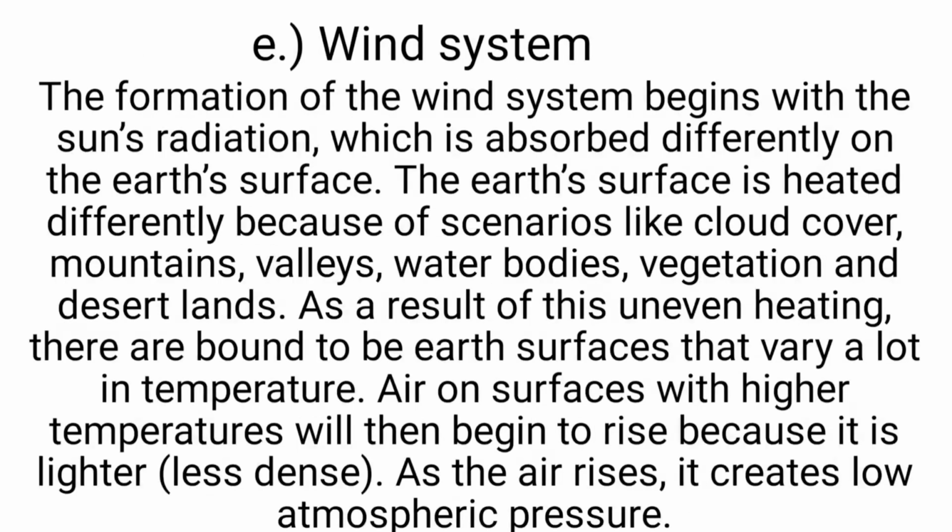E. Wind system. The formation of the wind system begins with the sun's rays radiation, which is absorbed differently on the earth's surface. The earth's surface is heated differently because of factors like cloud cover, mountain, valley, water bodies, vegetation and desert land. As a result of this uneven heating, there are bound to be parts of the earth's surface that vary a lot in temperature. Air on a surface with high temperature will then begin to rise because it is lighter. As the air rises, it creates low atmospheric pressure.